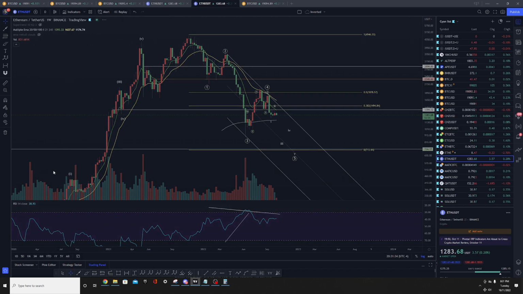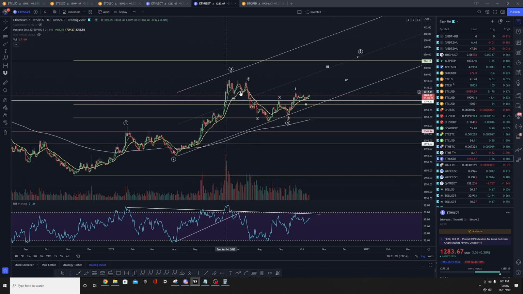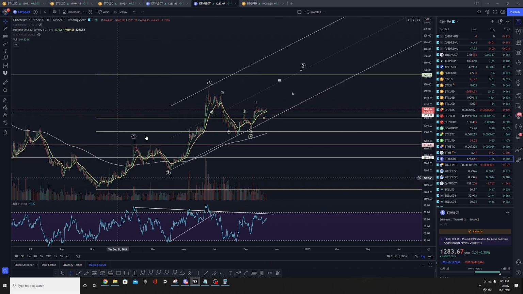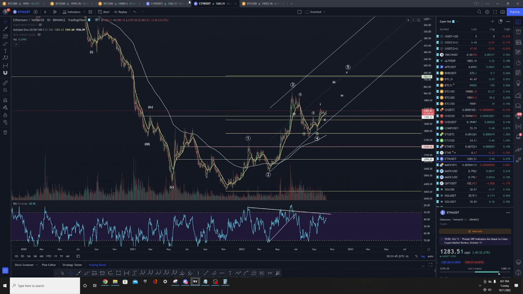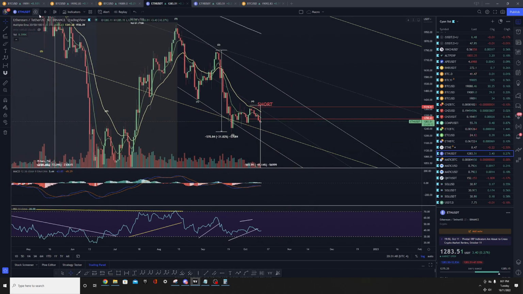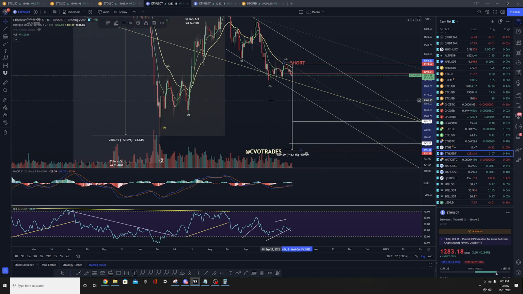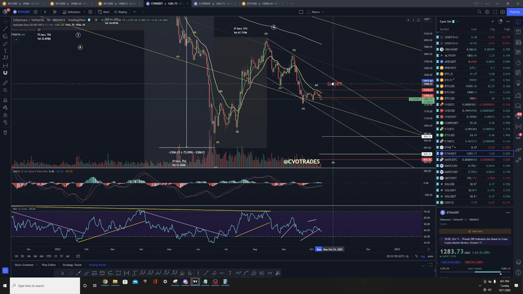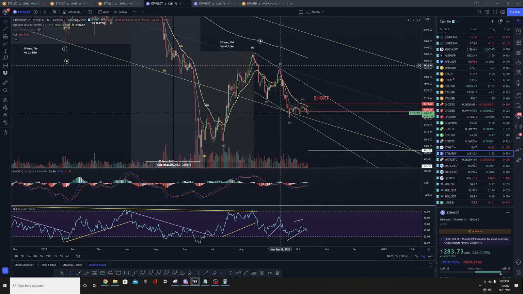Same with Bitcoin. I have it as the same thing, 1, 2, 3, 4, and then 5 would take us to 724-ish. Let me update this chart actually. Yeah, because the 1, 2 doesn't make sense. This 1, 2, 3, 4 doesn't really make that much sense to me now. It just looks kind of odd. So let's do it to here.